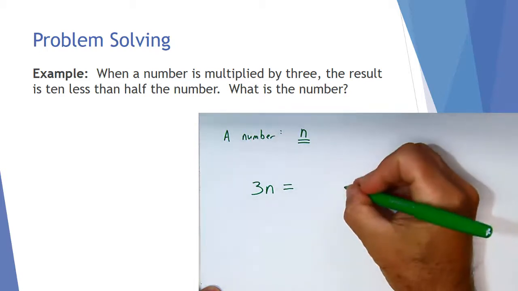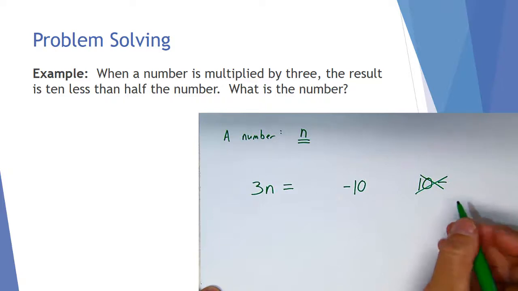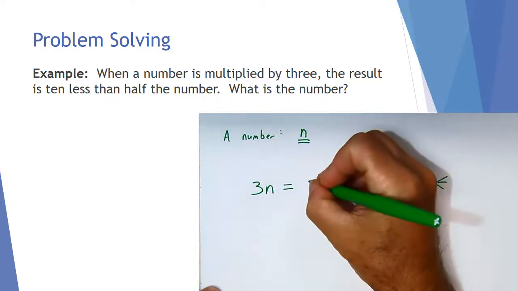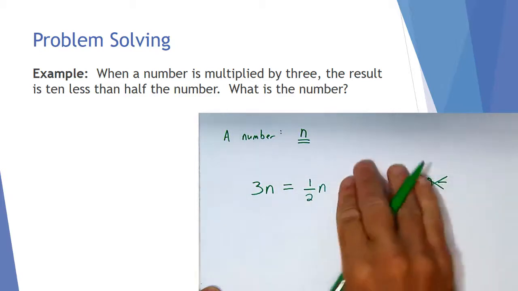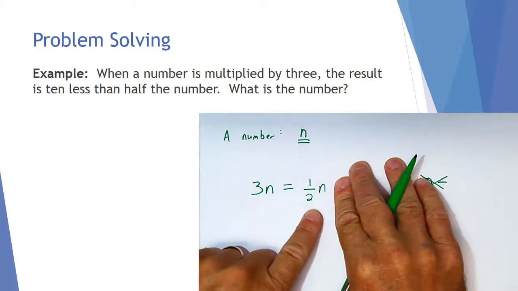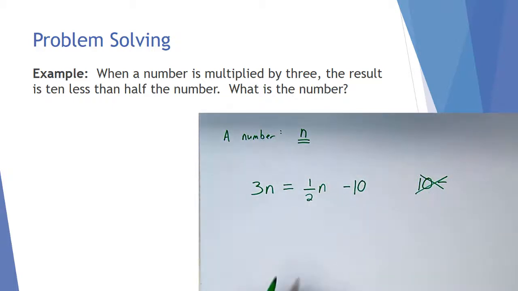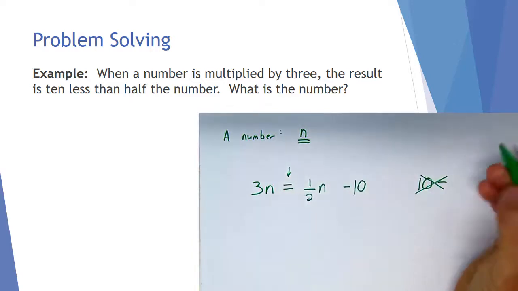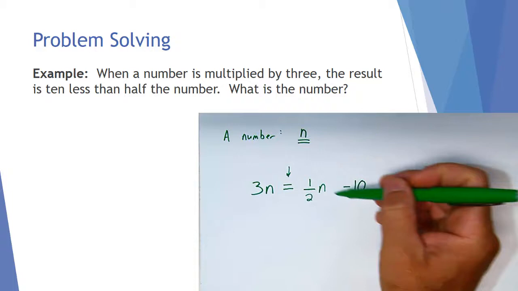Instead, we are going to take something minus 10. Well, it's 10 less than what? 10 less than half the number. Half the number would be 1/2 our number. So that's half our number, and 1/2 n minus 10 is 10 less than half our number. So let's just read that one more time. When a number is multiplied by 3, 3n, the result, there's our equal sign, is 10 less than half the number, 1/2 n minus 10.